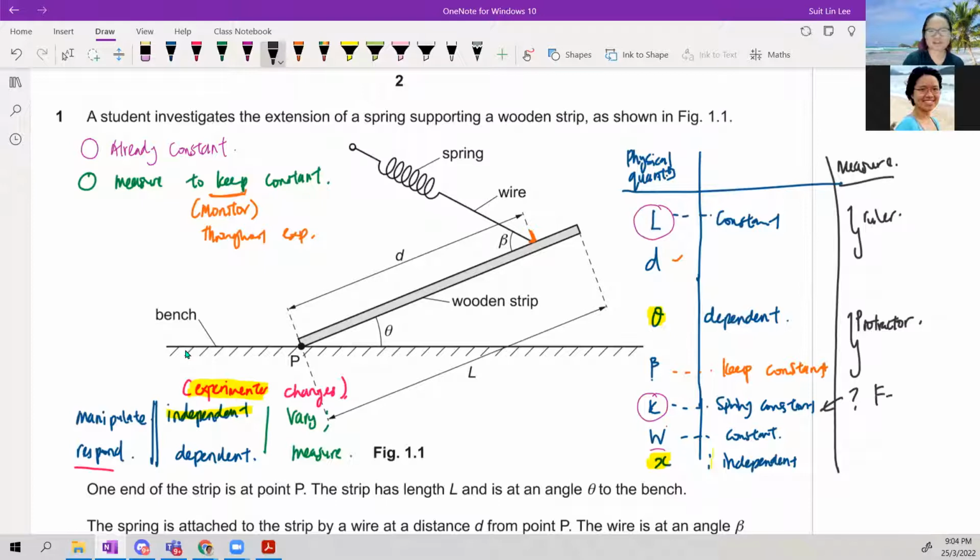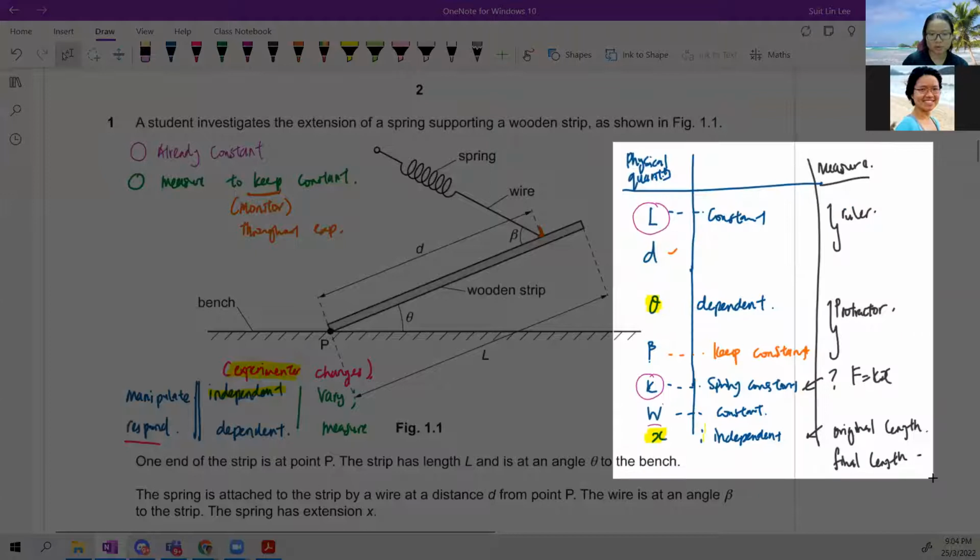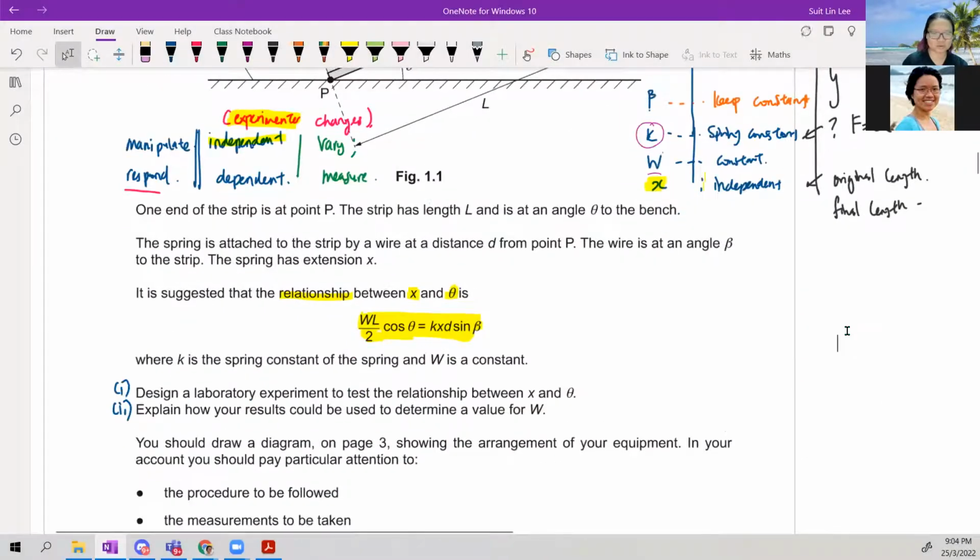You probably need to use F equal to Kx. I'm just planning the experiment. Okay, this one is independent, so probably need to measure original length because x is extension. And final length, and then minus. All right, so I guess we're ready to begin. Okay, so to help me a bit, I'm going to carry this with me wherever I go inside the equation.